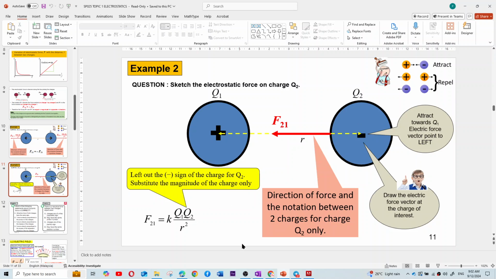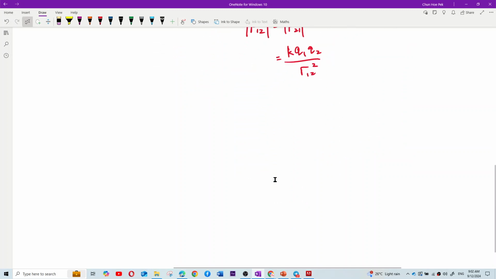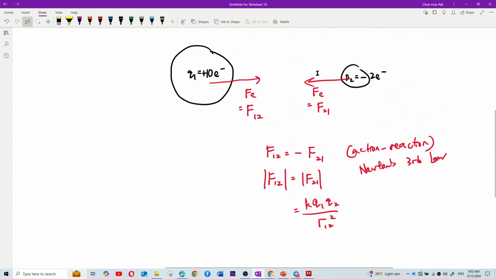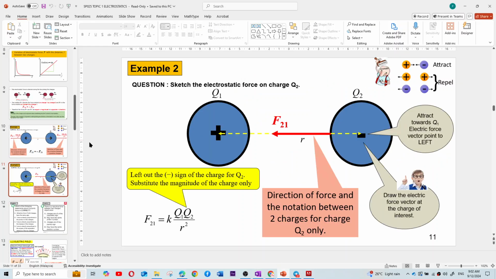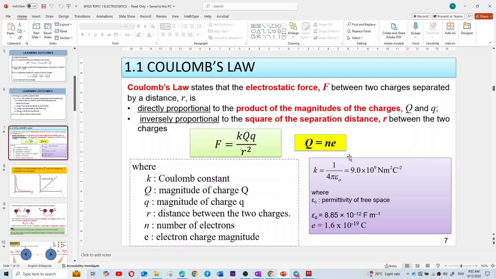So that means here he said left out the negative sign. It means like when we want to calculate this one. Okay, let me show you. Just now I used electron, right? Actually, the charge unit is not electron. The charge unit is Coulomb. I don't want you to get it wrong.